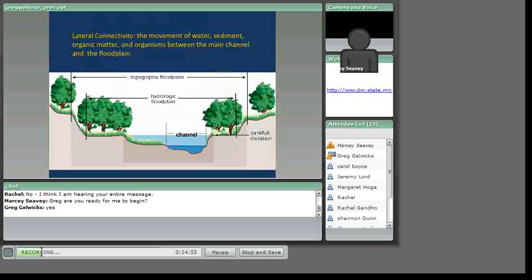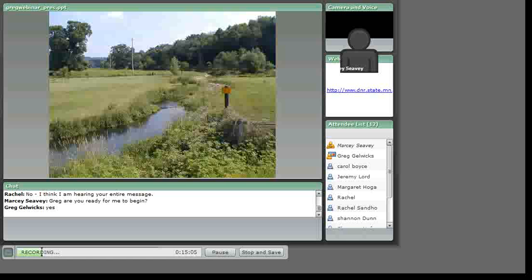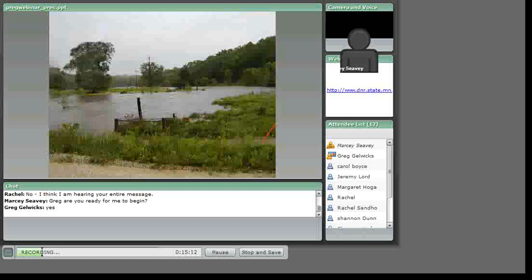Moving on to lateral connectivity, this is a movement of water, sediment, and organic matter and organisms between the main channel and the floodplain. When most people think of streams, they think of something like this, the channel of the stream winding through the landscape. But periodically, streams look like this, and more so in recent years than in the past.